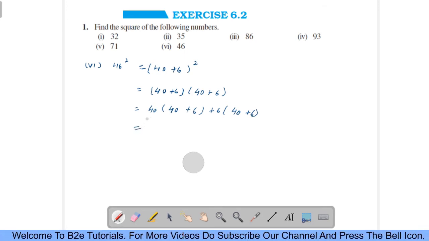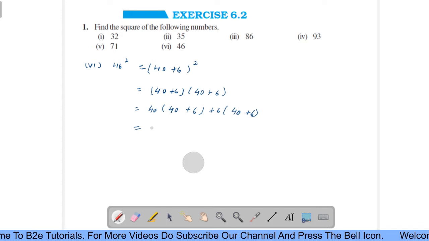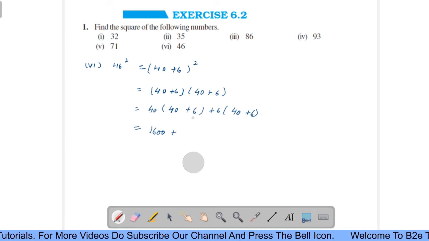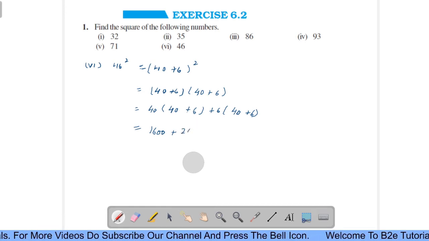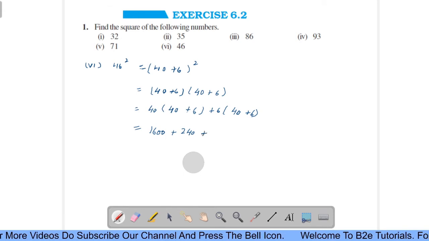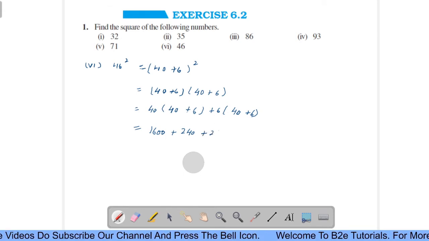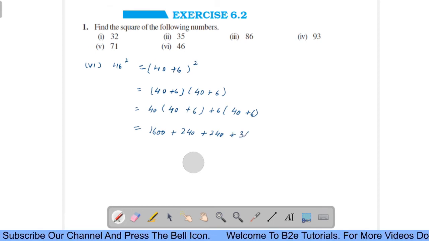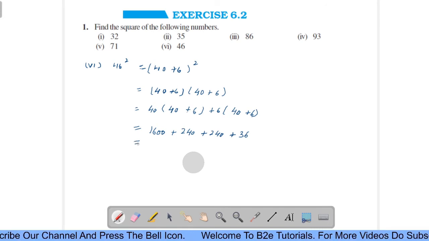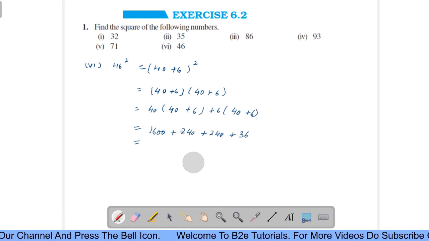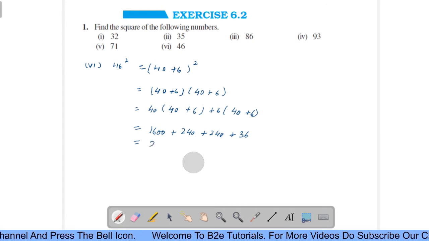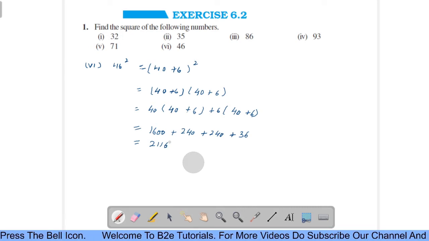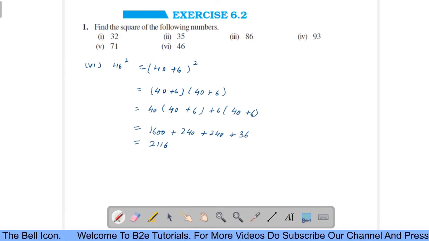Now open the bracket. 40 into 40, it is 1600, plus 40 into 6, 240, plus 6 into 40, it is 240, plus 6 into 6, 36, equal to, add it, you will get 2116. This is your answer. Come to next question.